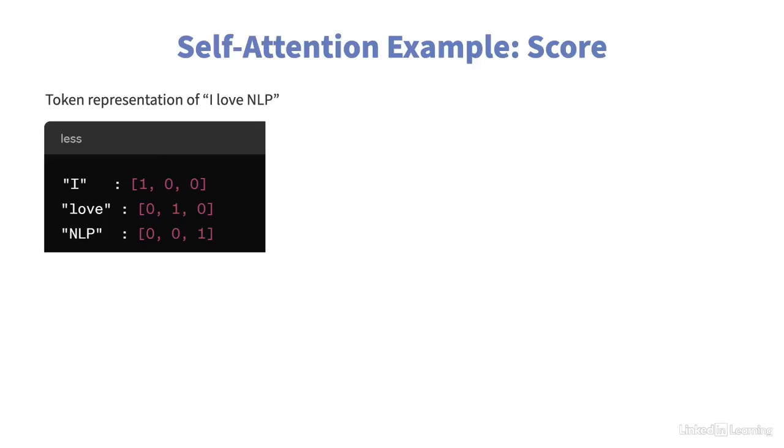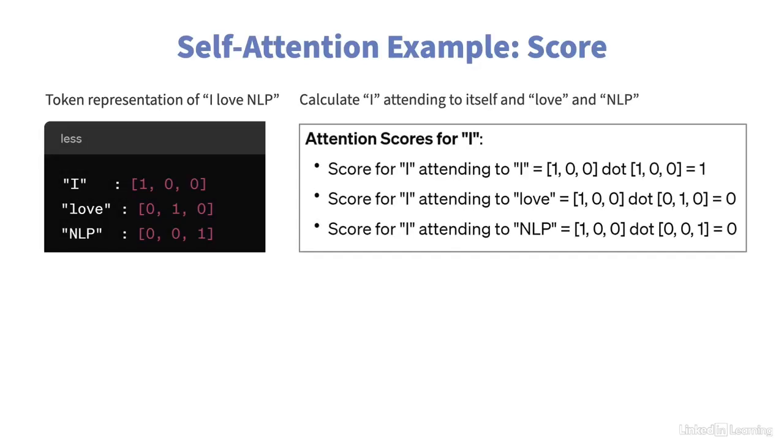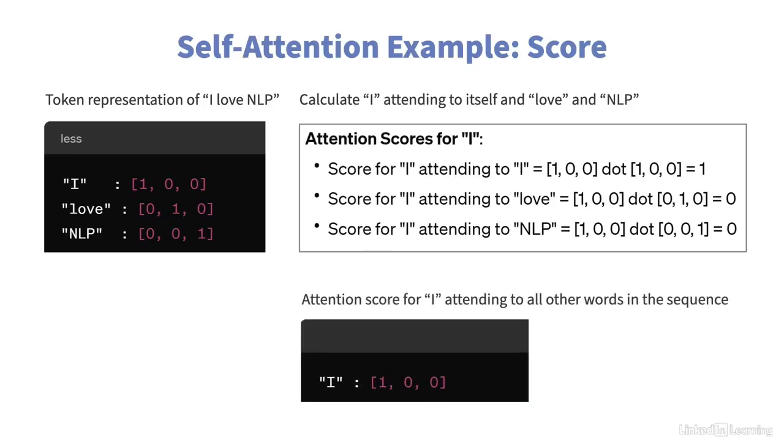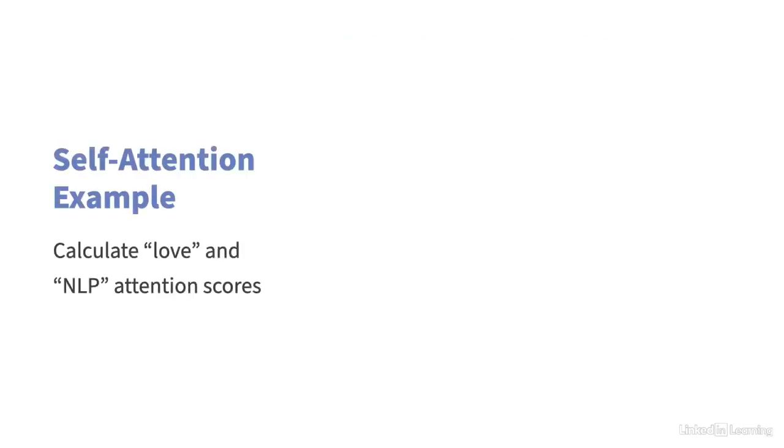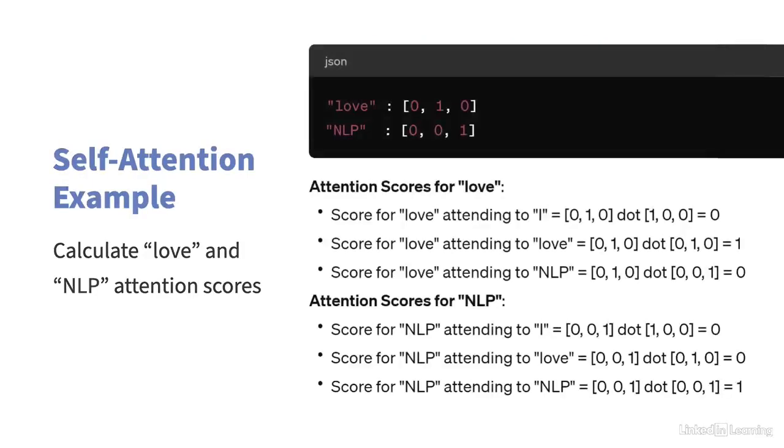First, we get a token representation of "I love NLP." Then the "I" in "I love NLP" attending to itself, and the "love" and the "NLP", is calculated. The attention score for "I" is then 1, 0, 0. The same calculations are done for "love" and "NLP", where each token attends to itself. So here the attention score for "love" is 0, 1, 0, and for "NLP" 0, 0, 1.